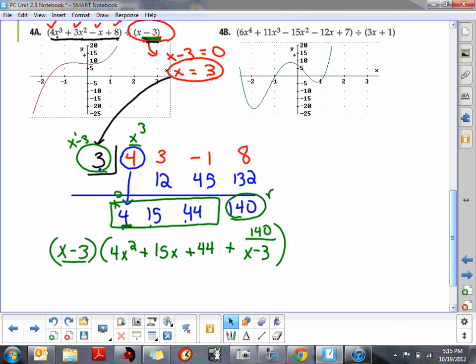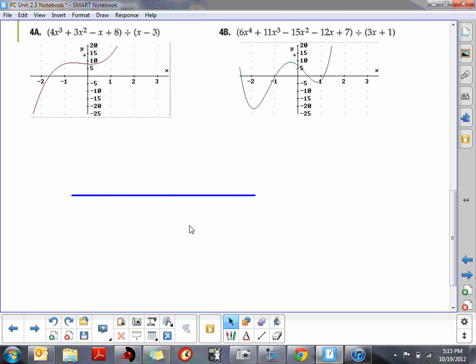So using synthetic division to find how many times x minus 3 goes into our original polynomial, it didn't go in there evenly, but this is what represents the division that we were asked to do. So first round of synthetic division. We'll practice again in another example.